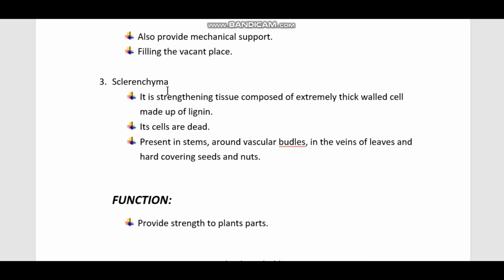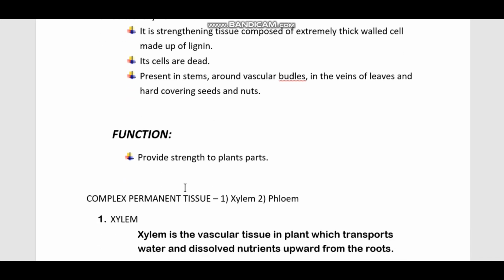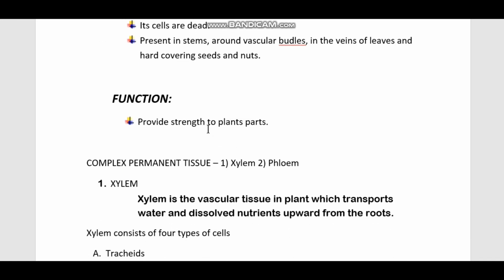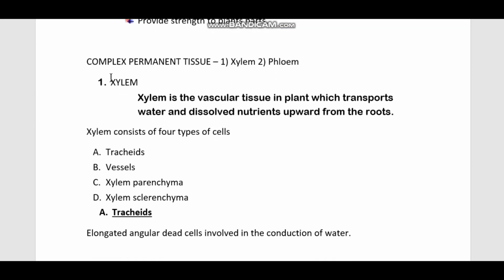Third one is sclerenchyma. It is strengthening tissue composed of extremely thick walled cells made up of lignin. Its cells are dead, present in stems, around vascular bundles, in the veins of leaves, and hard coverings of seeds and nuts. Function: it provides strength to plant parts.